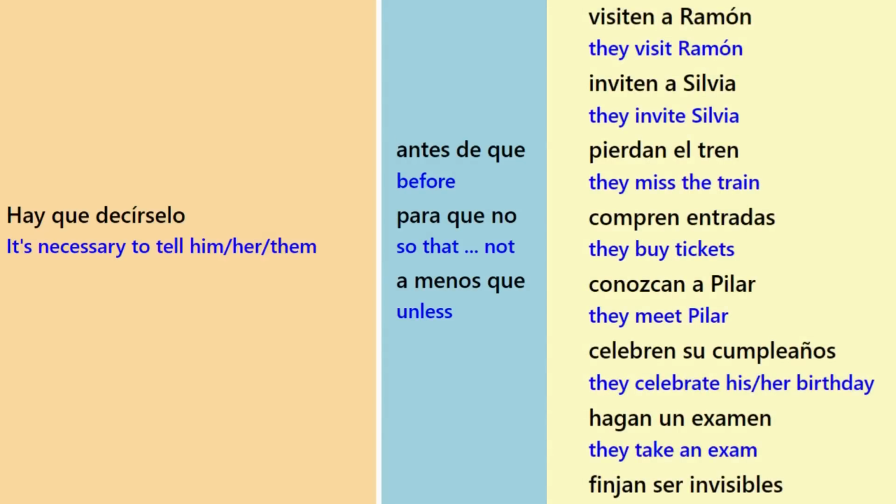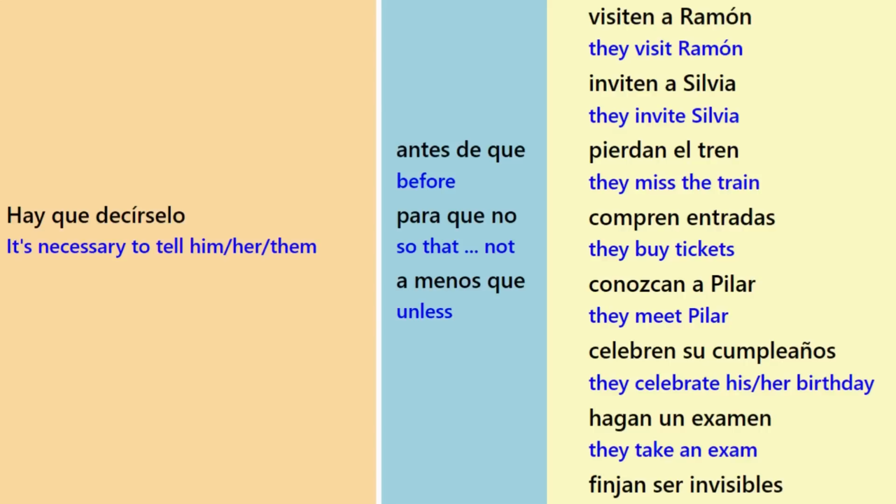So normally they visit would be visitan, so we just do the opposite ending, which would be visiten. Visiten a Ramón. They visit Ramón. And the same happens all the way down. So inviten a Silvia, the subjunctive. Pierdan el tren. Compren entradas. Conozcan a Pilar. They meet or they know Pilar. Celebren su cumpleaños. Hagan un examen. And finjan ser invisibles.